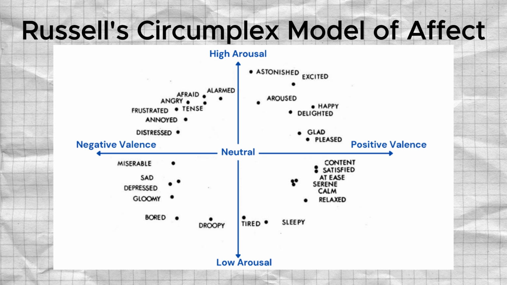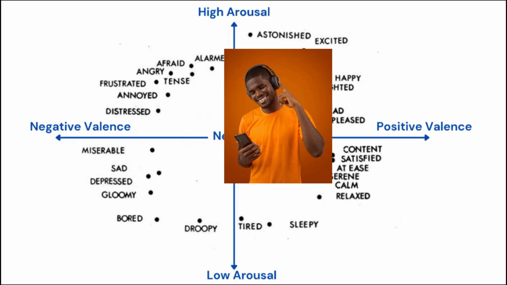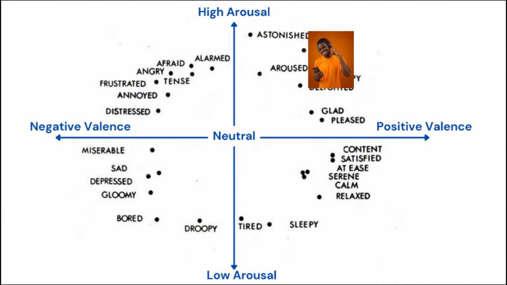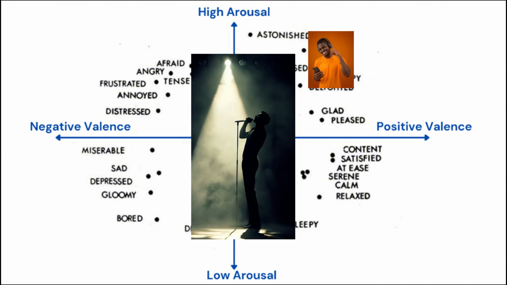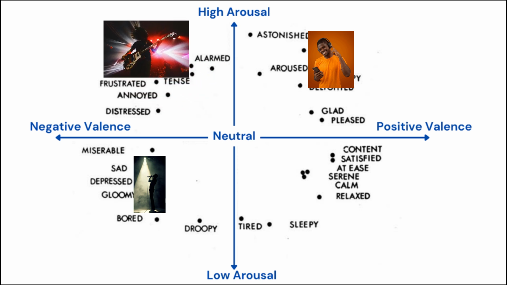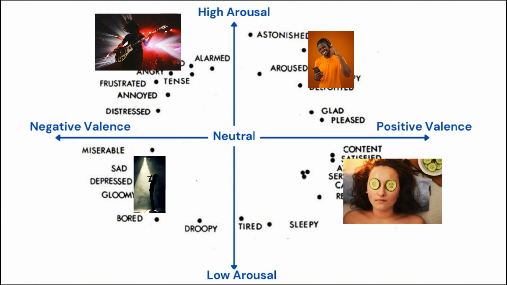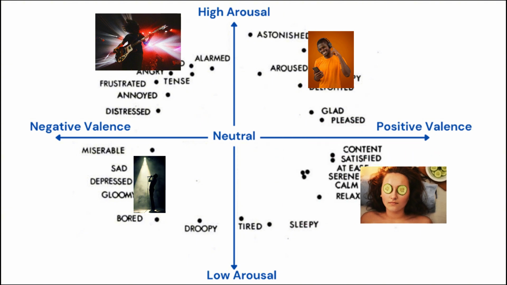The first is valence, how positive or negative the music feels. The second is arousal, how energizing or calming it feels. Plot those two on an axis, and you get four quadrants. An upbeat track would sit up here, excited, aroused, delighted. A ballad would probably go down here, gloomy, sad, droopy. That's low valence and low arousal. A heavy metal track goes up here, tense, angry, alarmed. Something like a spa playlist, though, would sit right here, calm, serene, and at ease.